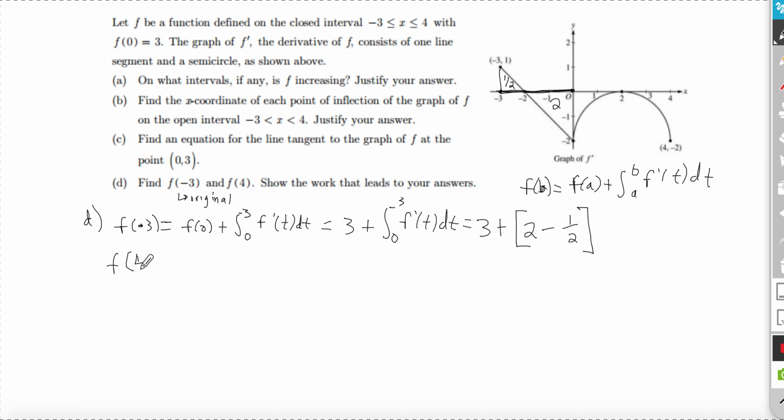So f of 4 will follow a very similar pattern. I know what f of 0 is. I'm going to add onto it the integral from 0 to 4 of f prime of t dt. So what is f of 0? It's 3. We already saw that. Plus the integral from 0 to 4 of f prime of t dt. So this is going to be 3 plus.